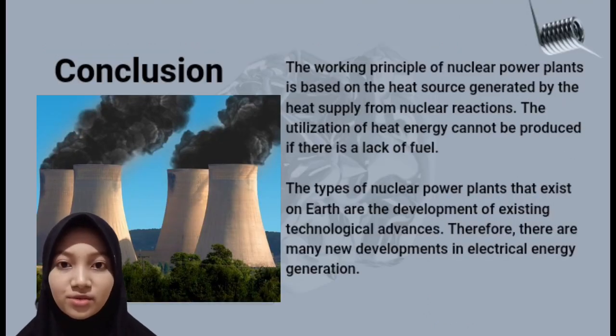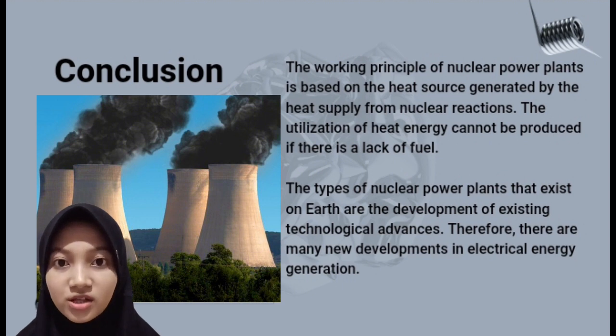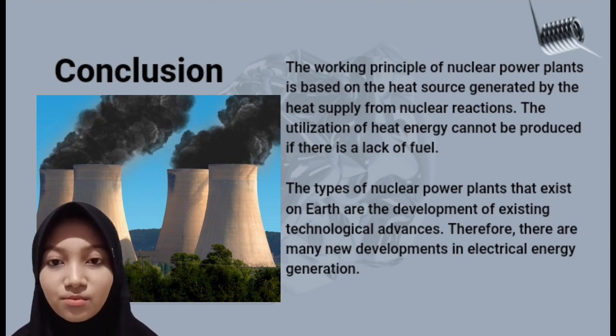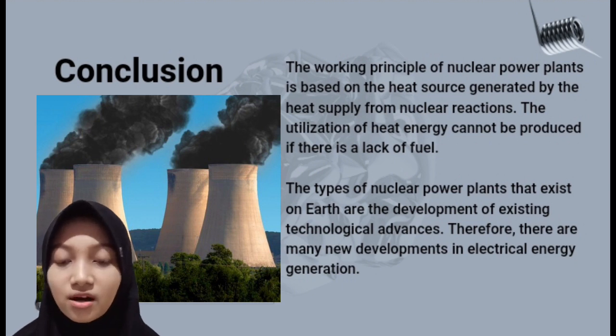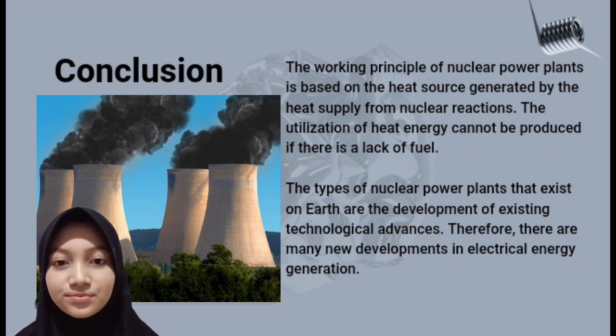So the conclusion of our presentation is that the working principle of nuclear power plants is based on the heat source generated by nuclear reactions. The utilization of heat energy cannot be produced if there is a lack of fuel. The types of nuclear power plants that exist on Earth are the development of existing technological advances. Therefore, there are many new developments in electrical energy generation.